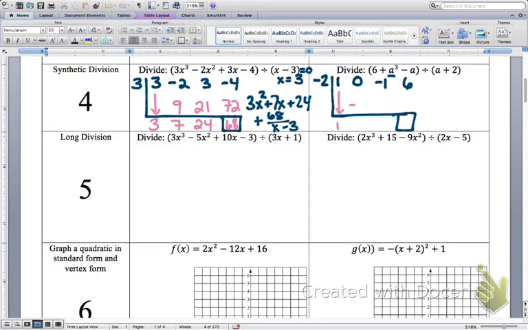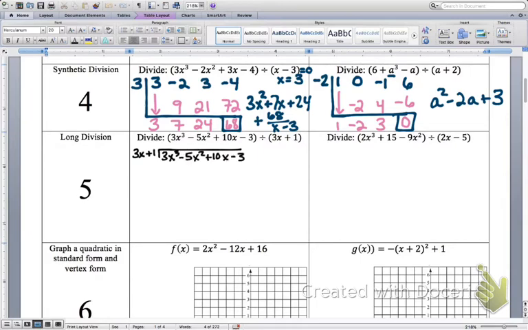We'll run through our synthetic division process, multiplying diagonally and adding vertically. This time we do not get a remainder, so that means a plus 2 was a factor. Once again, our highest exponent was a to the third power, so we start with a squared. Let's go to the long division problems.